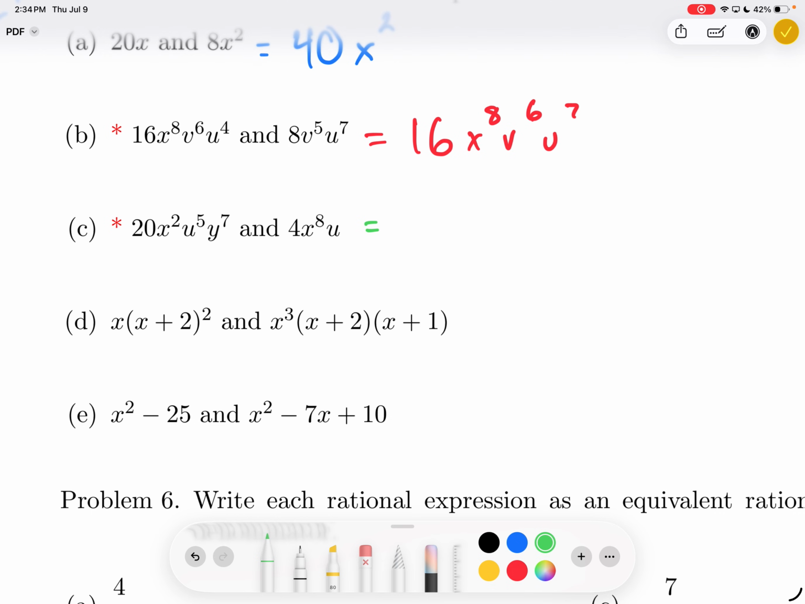The next one, my number is going to be 20. My x's, I got 2 over here on the left and 4 on the right. So I take all 8. My u's, I got 5 on the left and 1 on the right. So I take all 5. My y's, I got 7 on the left and 0 on the right. So I take all 7.